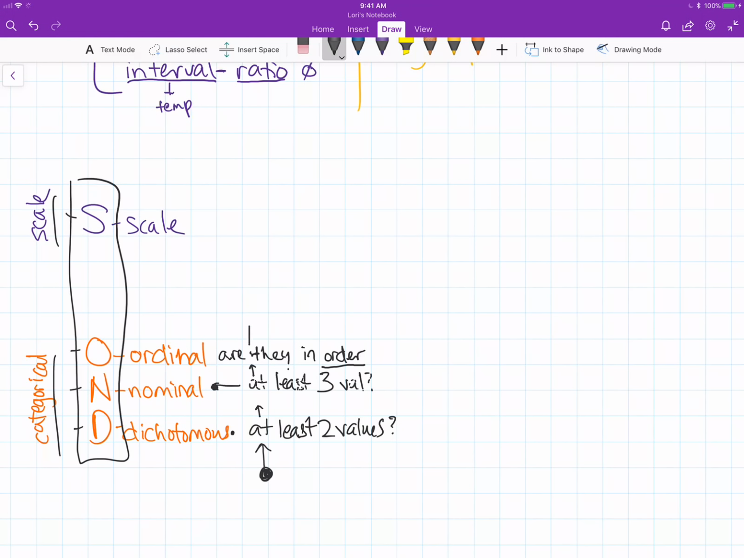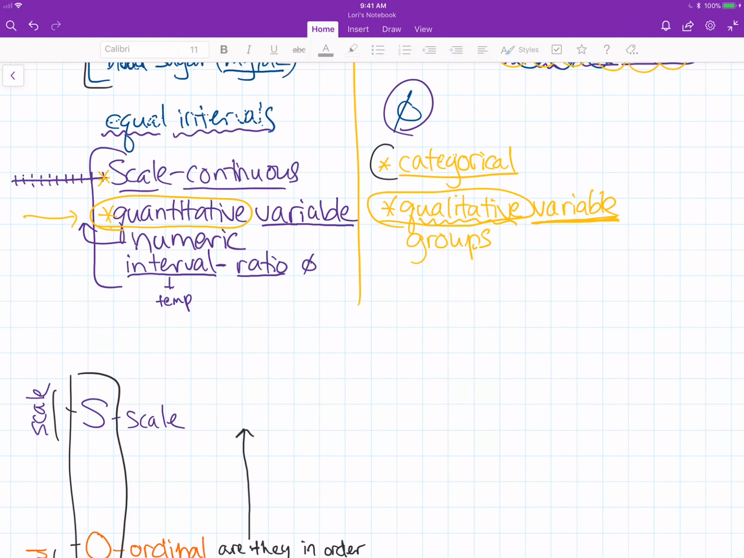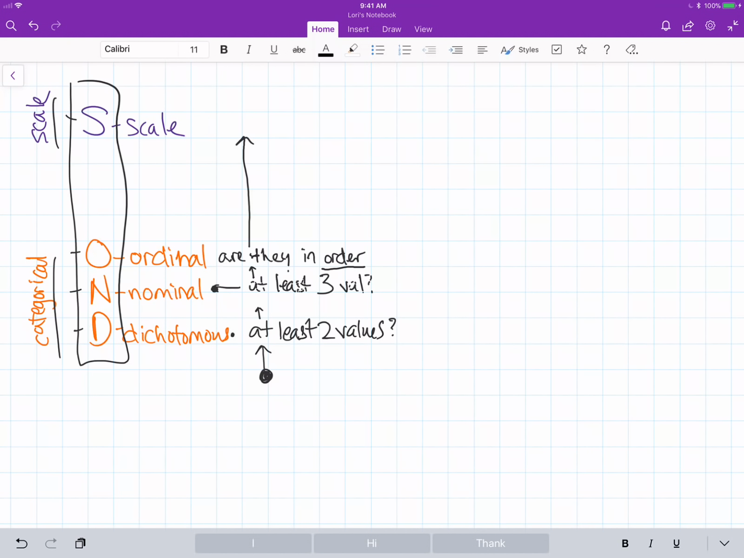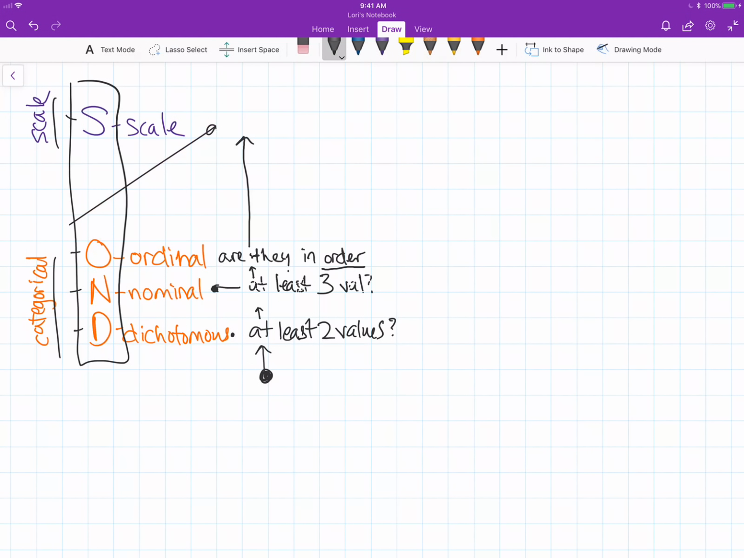And then my final question, and this takes me all the way up to scale, goes back to this whole notion of, are there equal intervals? And so let me go back down here and say, equal intervals. And what I mean by equal intervals is if I was to have a ruler of some kind, imagine that's a straight line if you can, I would have like the same amount of difference between each of those adjacent.